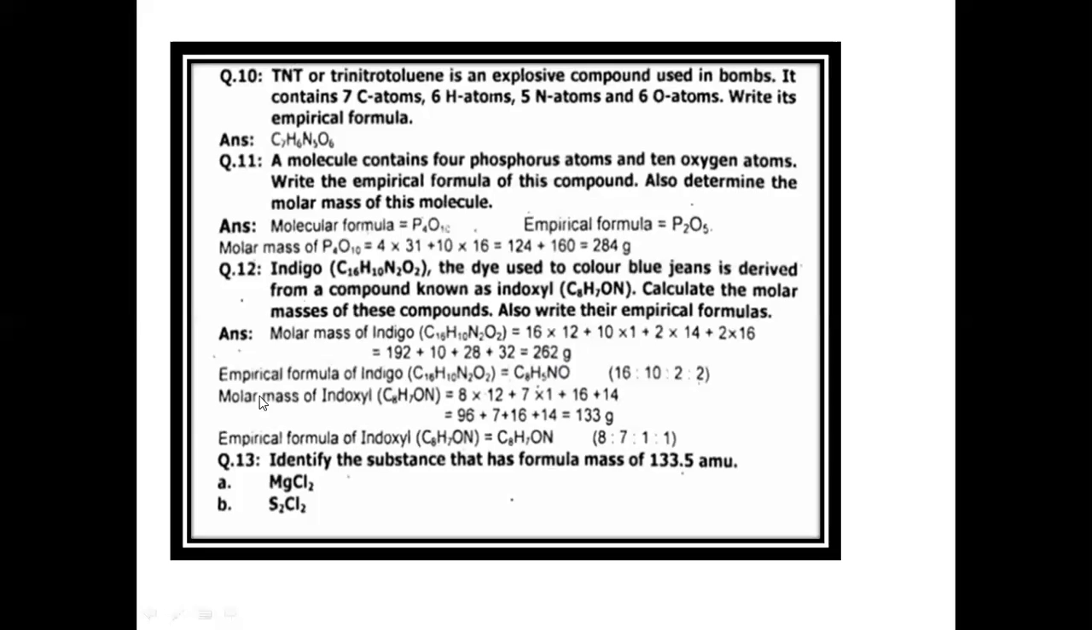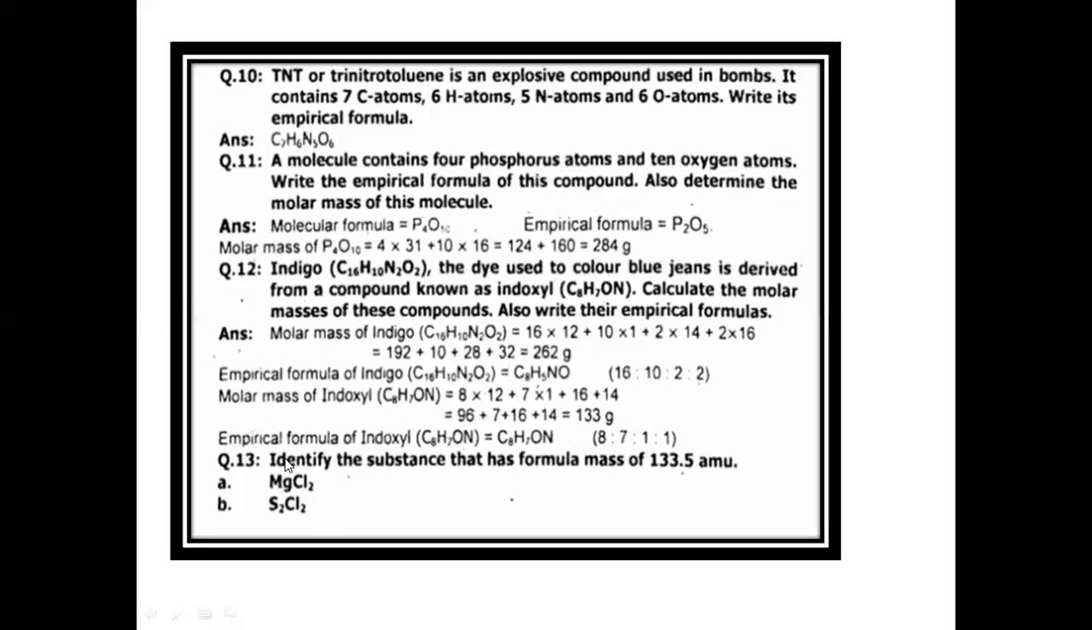Second one is the molar mass of indoxyl, the second compound. 8 times 12, 7 times 1, 1 times 16, and 1 times 14. After addition, 133 grams, and C8H7NO. We cannot simplify it further, so this is the empirical formula. Okay, the ratio is the same.